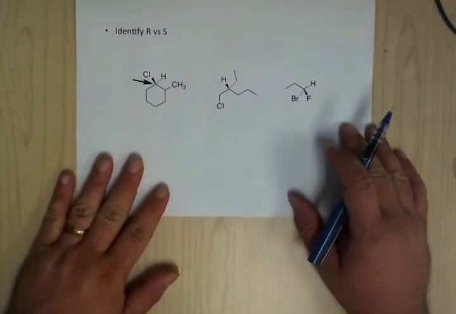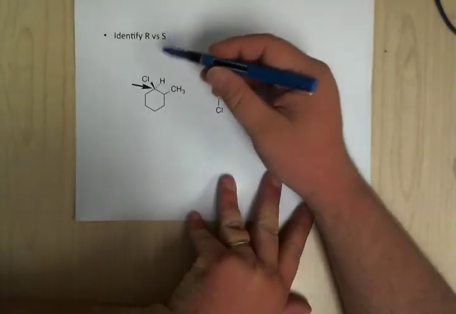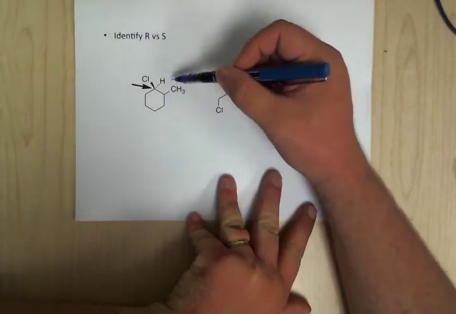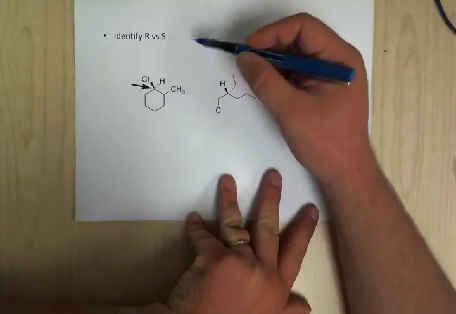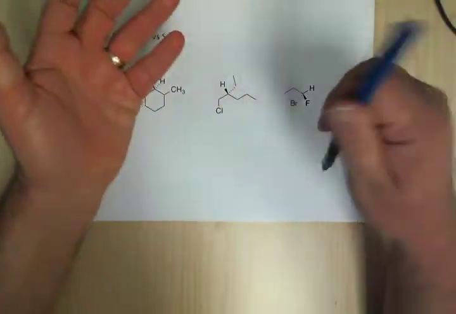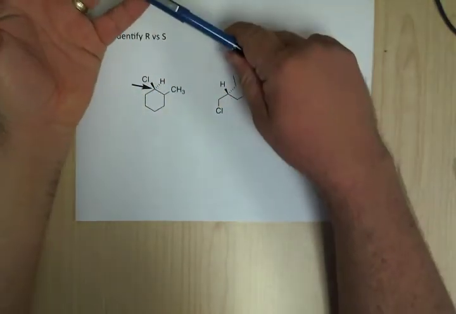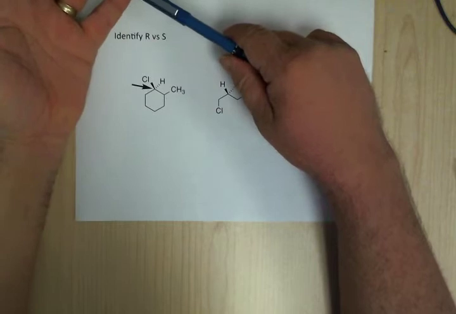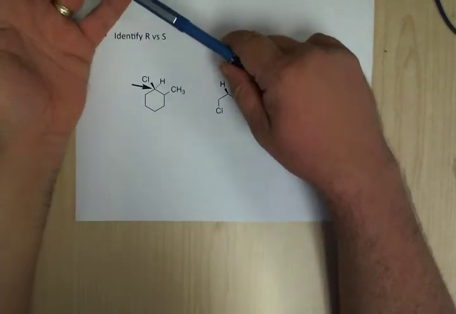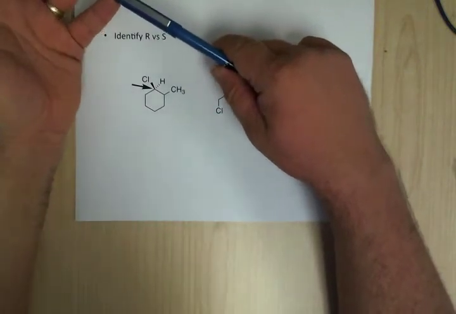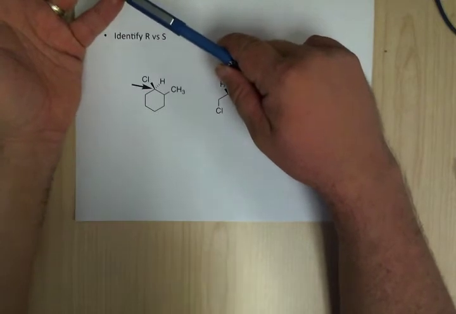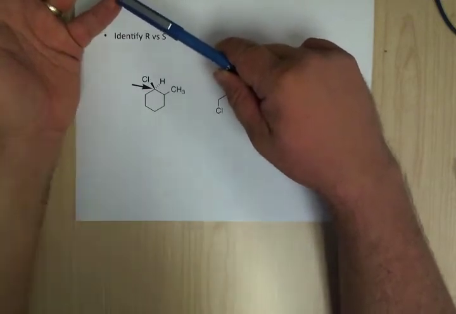Okay, so for R and S, for this one here, you're looking at priority groups, right? Primarily you look at mass. That's the big thing. Technically it's atomic number, but really mass is the better way of thinking about it.